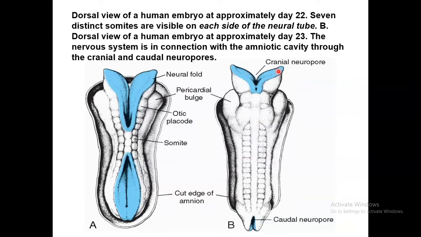These openings, these connections, are the anterior neuropore and the posterior neuropore. They are continuous with the amniotic cavity through these canals, the cranial and the caudal neuropores. The cranial neuropore is also known as the anterior neuropore, while the caudal neuropore is also known as the posterior neuropore.